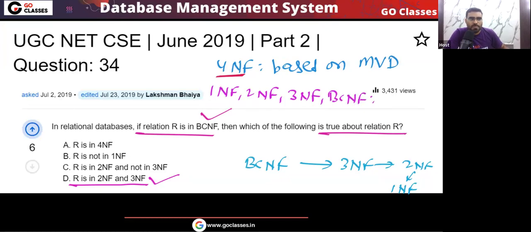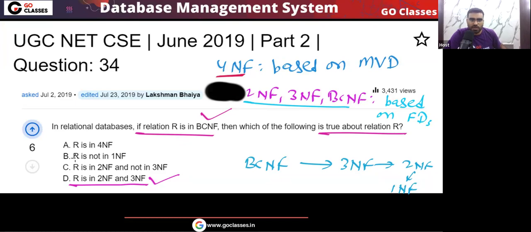Yes or no? Not 1NF. 1NF is actually just a default form. The 2NF, 3NF, BCNF are based on FDs. Is this clear? So if your relation is in BCNF, that does not mean it is in 4NF.